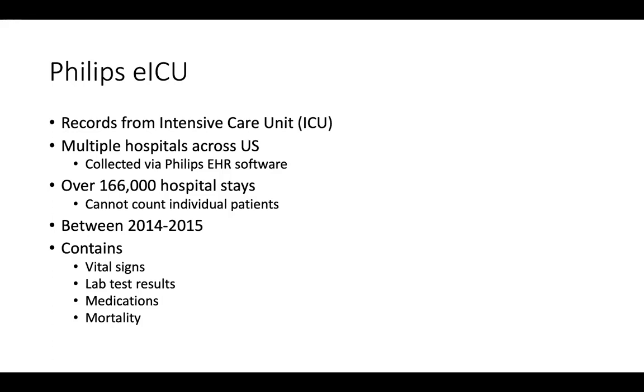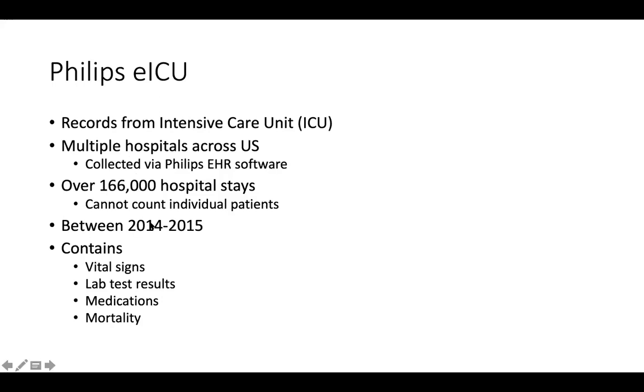So they probably ask for permission from the hospitals. They use the software, collected the data, and then worked with the MIT researchers again to open source the dataset. Patient number-wise, it's bigger. Philips eICU consists of approximately 170 hospitals, but unfortunately we cannot count individual patients. In MIMIC-3, we were able to count how many individual patients there are in the dataset, but here in Philips eICU, we can't do that. What we can do instead is count how many hospital admissions there are.